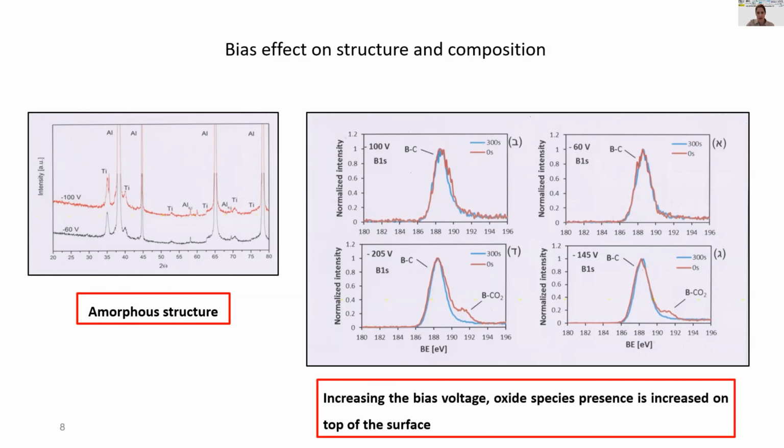And we can also see, it's very difficult for me to show, but when we increase the bias voltage, a bump or shoulder is created, and this shoulder represents oxide species on top of the surface. These oxide species can easily be removed by short sputtering.